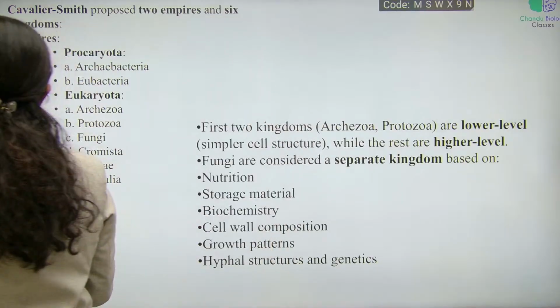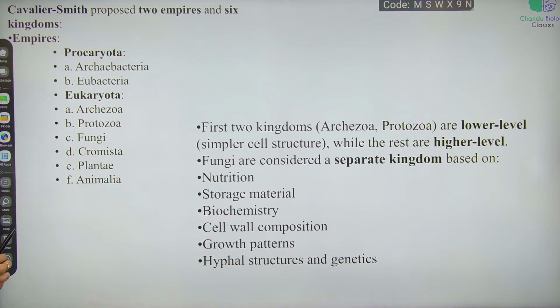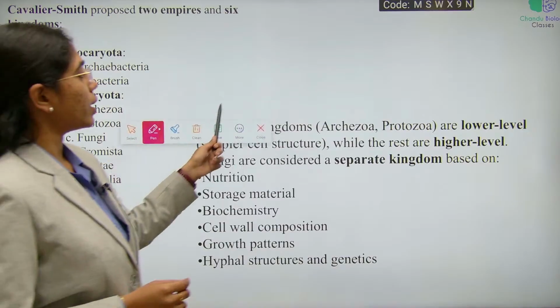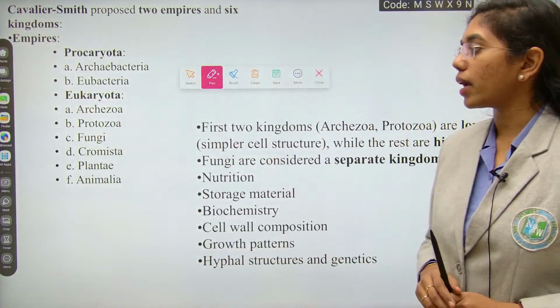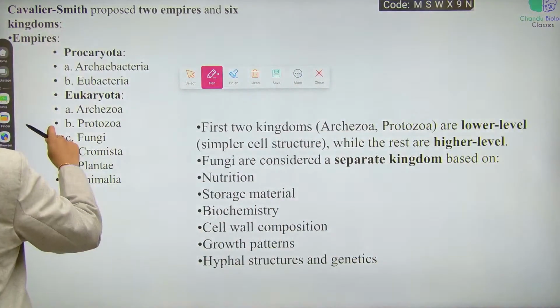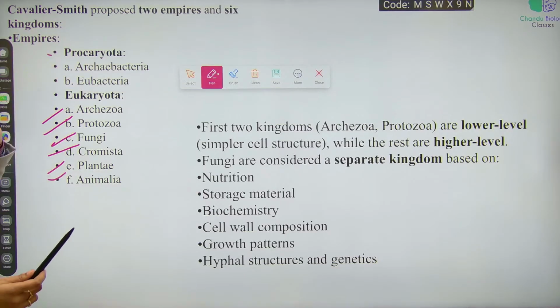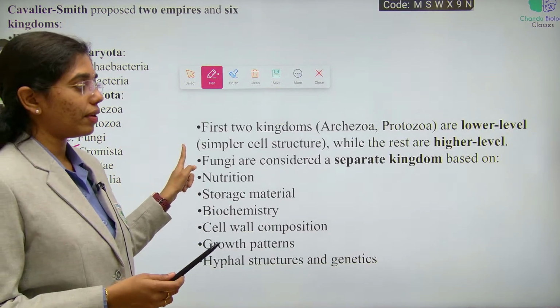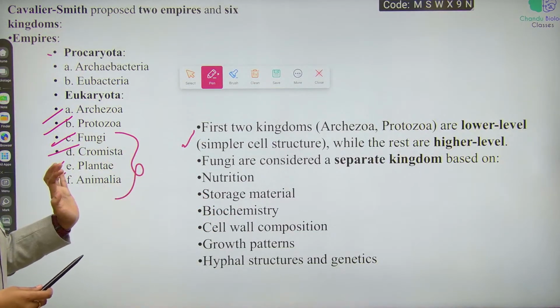Cavalier-Smith proposed two empires and six kingdoms. Those include Prokaryota and Eukaryota. Prokaryota includes two kingdoms, Archaebacteria and Eubacteria. Eukaryota includes six kingdoms, which include Archaezoa, Protozoa, fungi, Chromista, Plantae and Animalia. The first two kingdoms, Archaezoa and Protozoa, are lower level with simple body organization. The rest are of higher body organization.